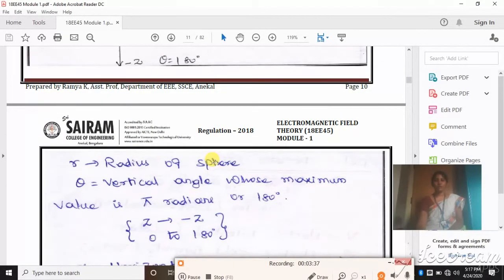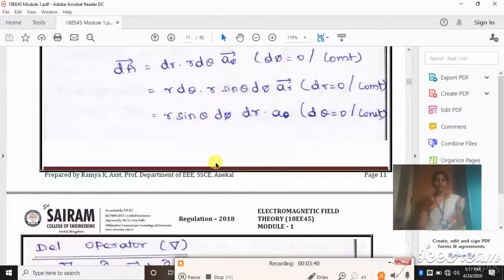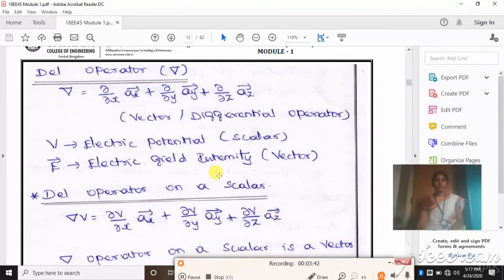Now we'll jump on to the topic of the del operator. Del is the inverted delta symbol: dou by dou x ax vector plus dou by dou y ay vector plus dou by dou z az vector. It is nothing but your partial derivative with respect to x, y, z in the direction of x, y, z. So it is called a vector operator or differential operator.